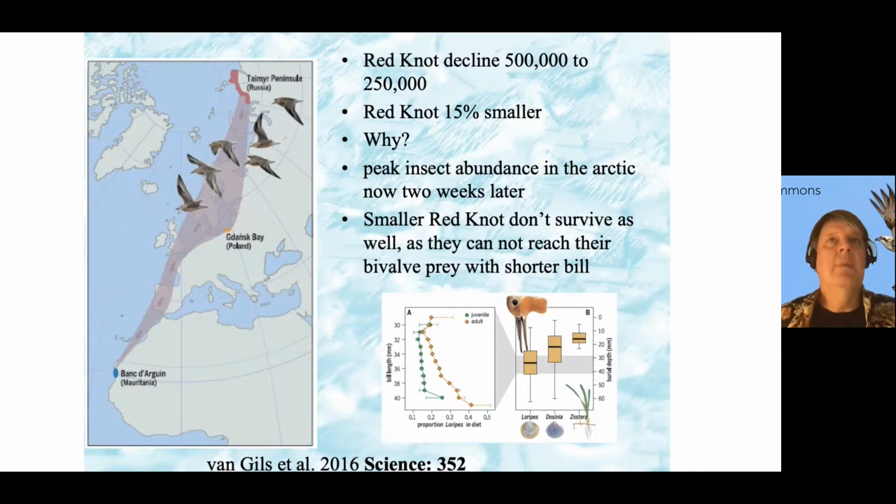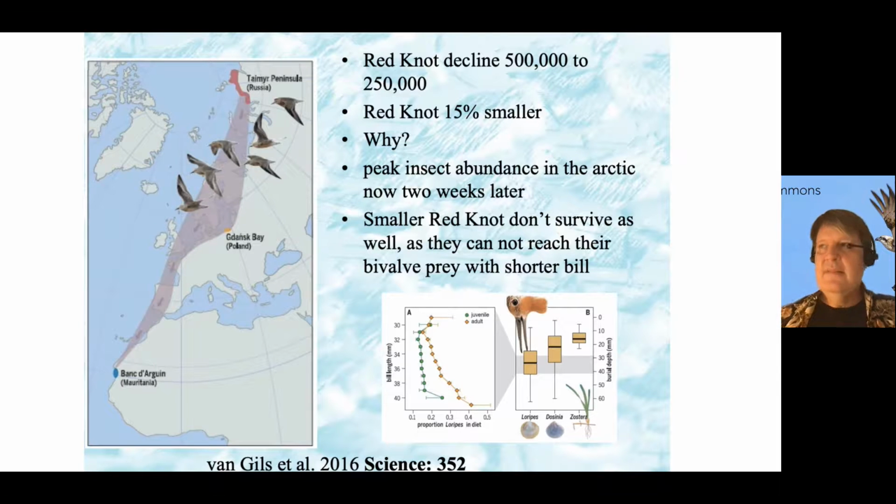Well, this is another migratory shorebird. It also breeds up in northern Russia, but it flies down to West Africa each year during the non-breeding season. And this is a red knot. And it's declined by 50% over the decades. So its population has gone from about 500,000 to 250,000.